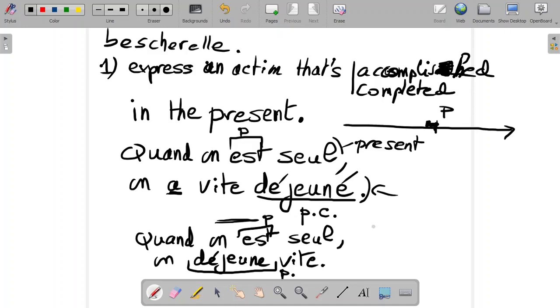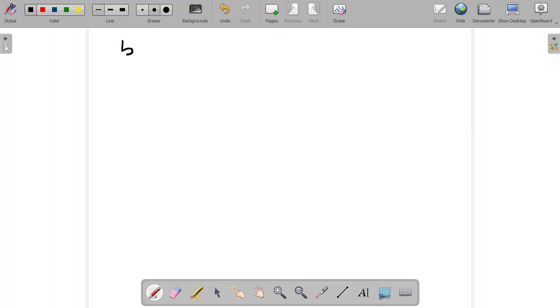So now let's look at the second usage according to Bescherelle. We are still looking at Bescherelle. The second usage is the one that you really want, the one that you really should consider, because I don't see the point of that first one. So you express the past.